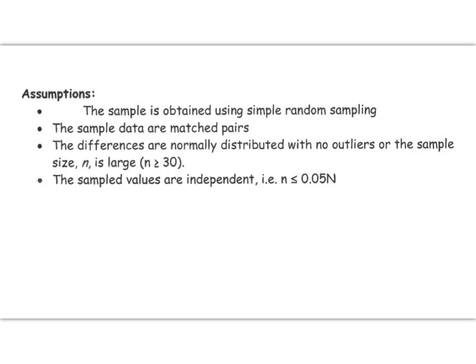First, you should assume, in order to use this test, that the sample has to be obtained using simple random sampling. The sampled data are matched pairs, which means they have to depend on each other. The differences are normally distributed with no outliers, or the sample size is larger than 30, and that our sample values are independent. So that means that no more than 5% of the total population can be in our sample.